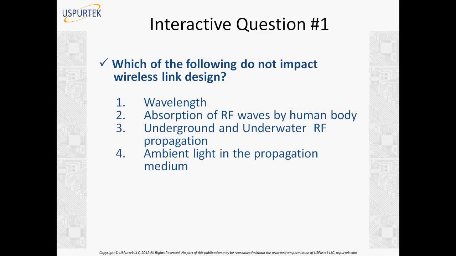Now, before we move on, let's review what we have learned so far with this interactive question. You can type the answer number in your text box at the bottom left of your screen. Which of the following do not impact wireless link design? One, wavelength. Two, absorption of RF waves by the human body. Three, underground and underwater RF propagation. Four, ambient light in the propagation medium. Take a moment and type in the right answer. Well, the right answer is 4.